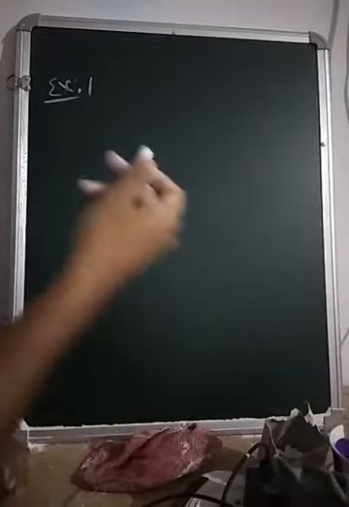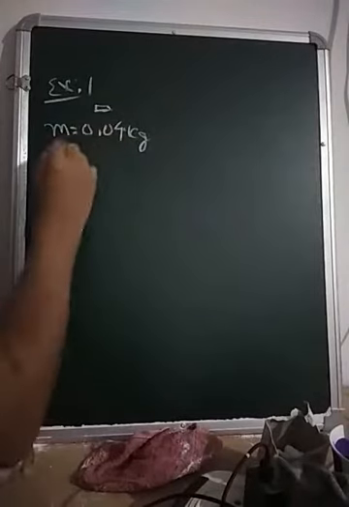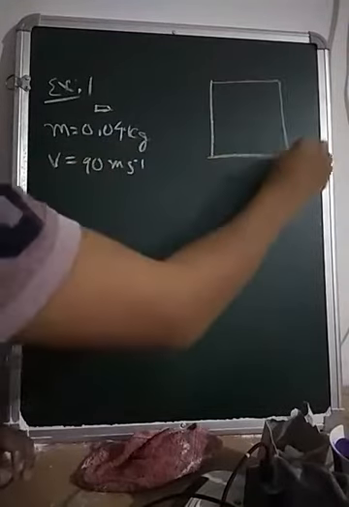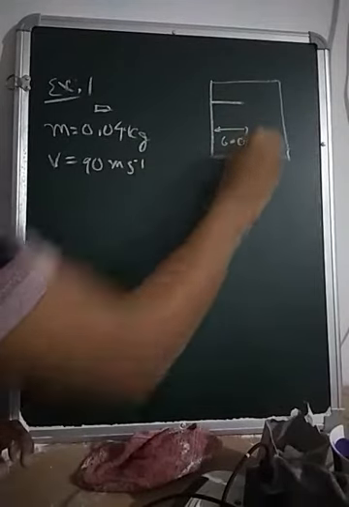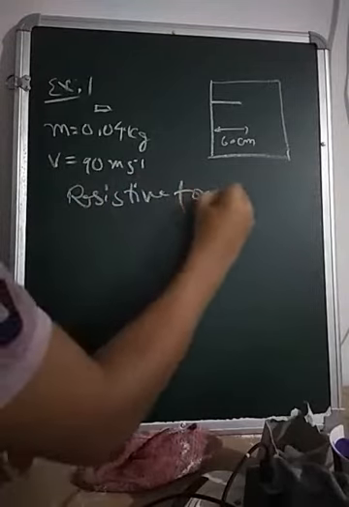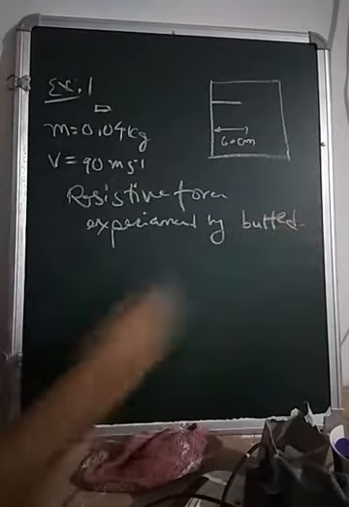The first example is related to Newton's second law. Suppose there is a bullet of mass 0.04 kg fired with an initial velocity of 90 meter per second, and it strikes a thick piece of wood and penetrates 60 centimeter. We have to find the resistive force experienced by the bullet.